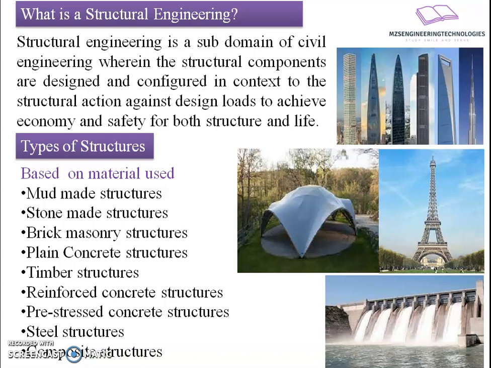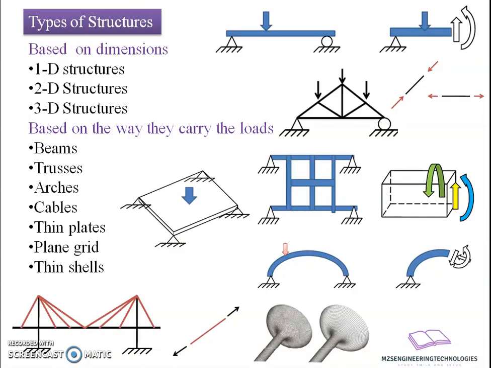Sometimes we have to go with a composite type of combination where we can encase the steel under the concrete, thereby improving its fire resistance and additive properties. Such sections are called composite sections. Based on the dimension, the structures are further classified as one-dimensional, two-dimensional, and three-dimensional structures.